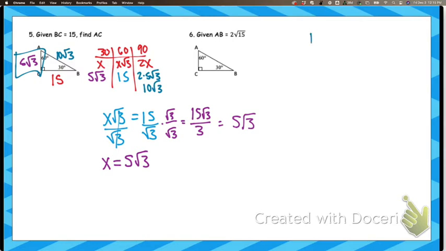All right, last special right triangle. So here's 30, 60, 90, x, x root 3, and 2x. AB is 2 square root of 15. So that is across from 90.